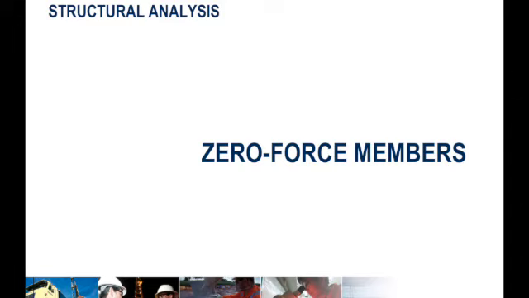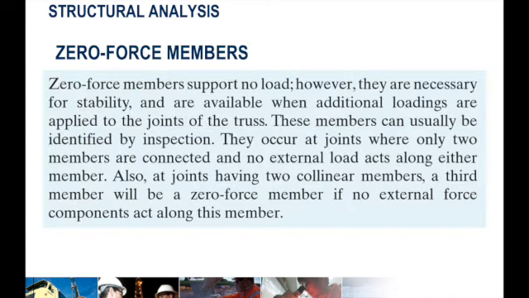So before we go to method of sections, let's continue with determining zero force members. So what are zero force members? These are members that are included in the truss but don't support any load. So why are they there? Why are they still incorporated in the truss? They are necessary for stability and should be available when additional loadings are applied to the joints of the truss.